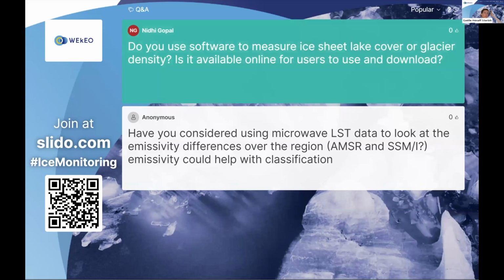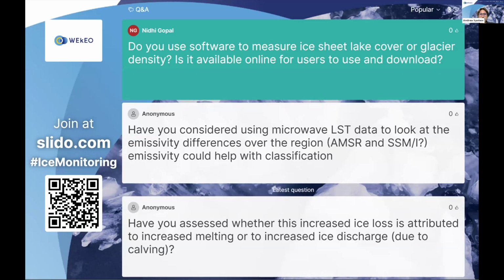Another question, I think it was for the beginning of your presentation. Do you use a software to measure ice sheet, lake cover or glacier density? Is it available online for users to use and download? Okay, the question is whether I use software to measure ice sheet or lake cover. I think no. No, because I'm not a modeler, so I'm not using this type of software. I want to be honest.